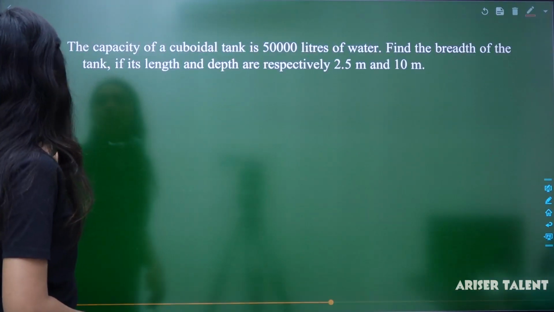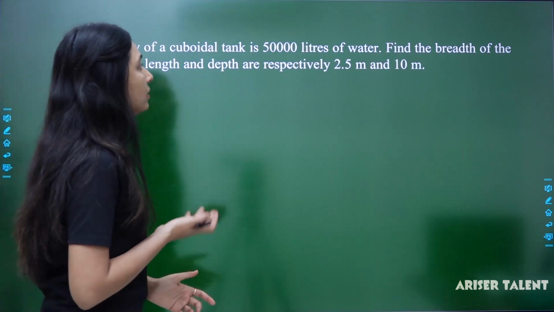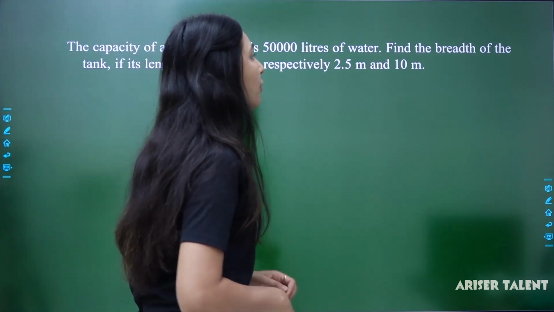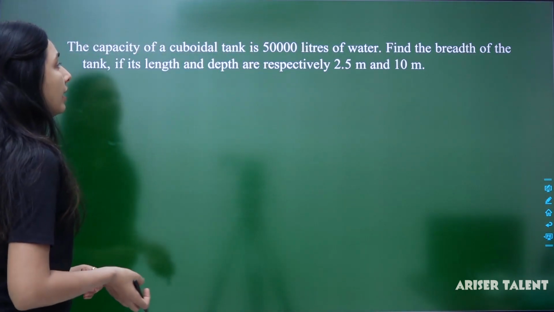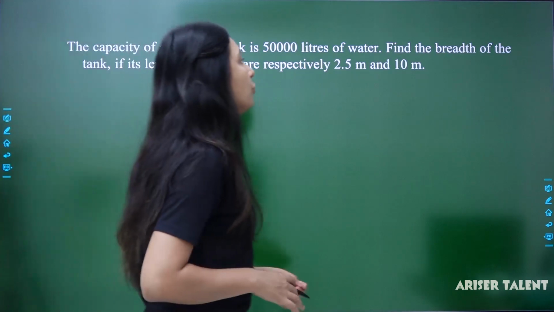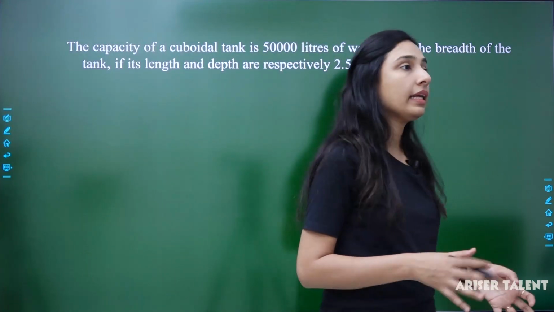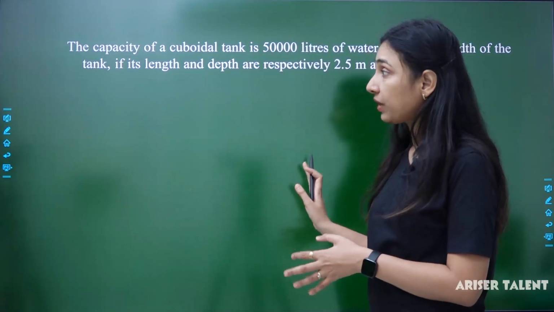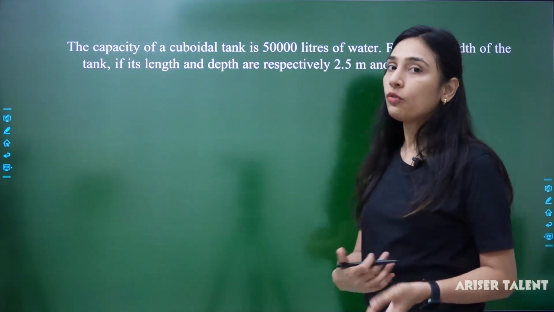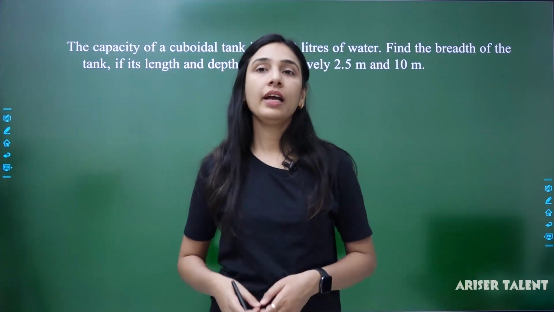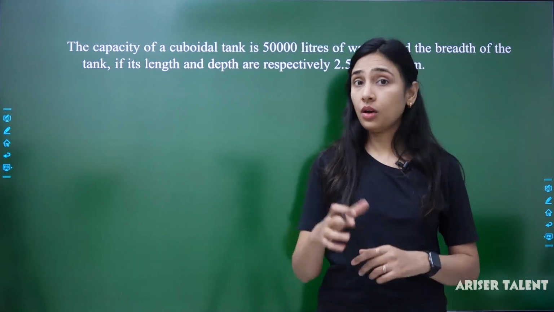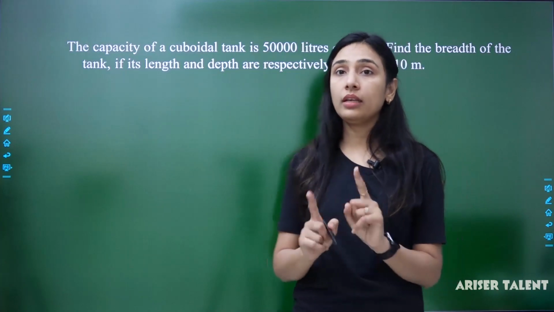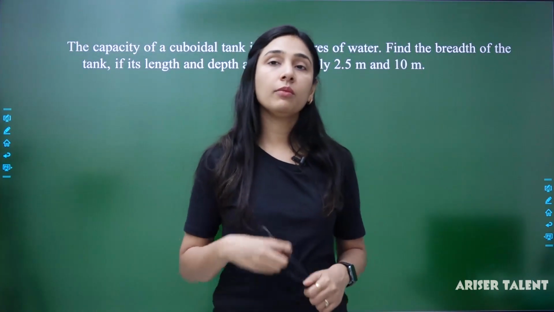Now, the next one. The capacity of a cuboidal tank is 50,000 liters of water. Find the width of the tank, given its length and depth are respectively 2.5 meter and 10 meter. I'm very confident, students, that you are now able to solve these kinds of questions. So give it a try at home, without seeing any answers or anything on the internet. You have to do it on your own.